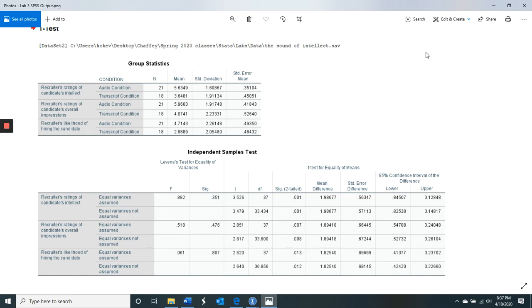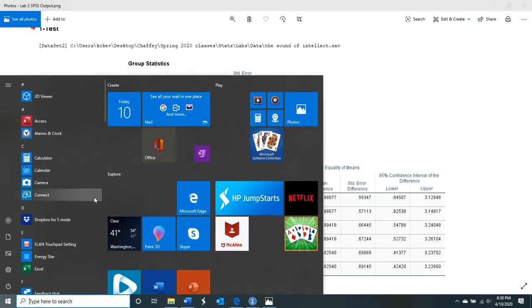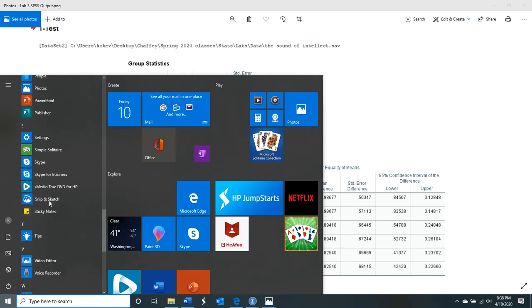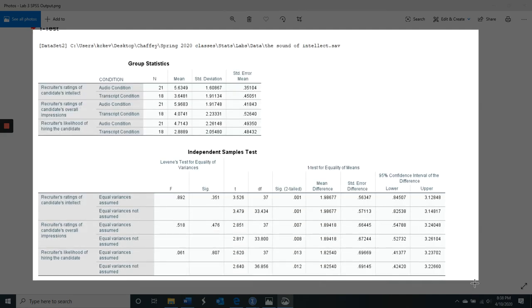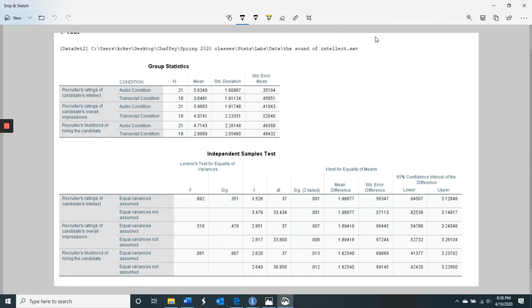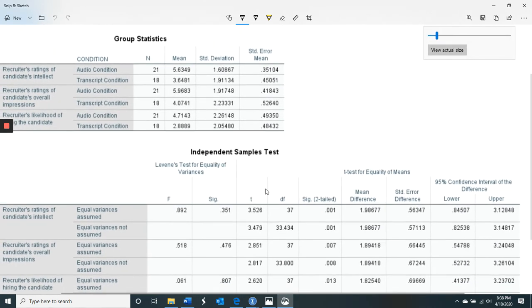Okay, so let me go to the next test. And again, I'm going to highlight these one by one and draw on them because I don't want to draw all three tests on one snippet because it's going to be very messy. So let me do another. Here's the whole output again, and I'm going to expand to make things easier to see. This second t-test is about the candidate's overall impression on the recruiter.